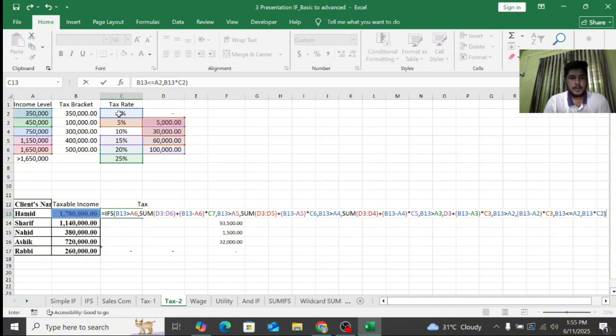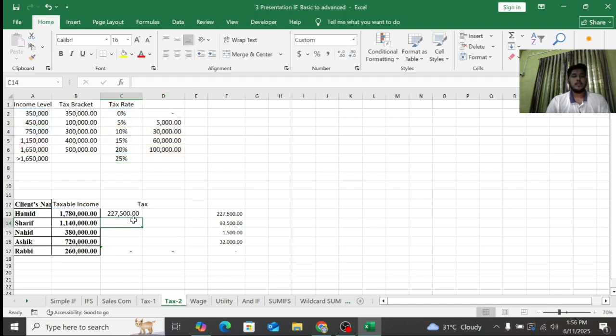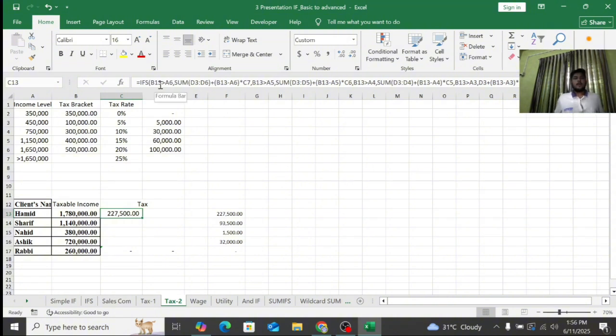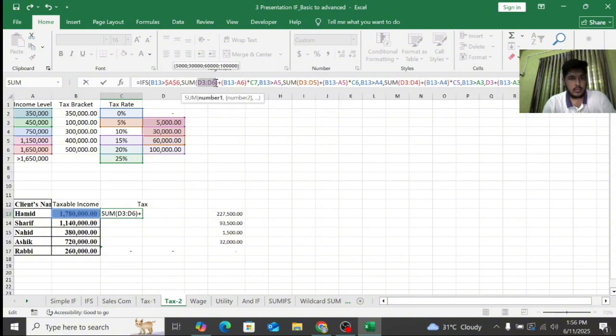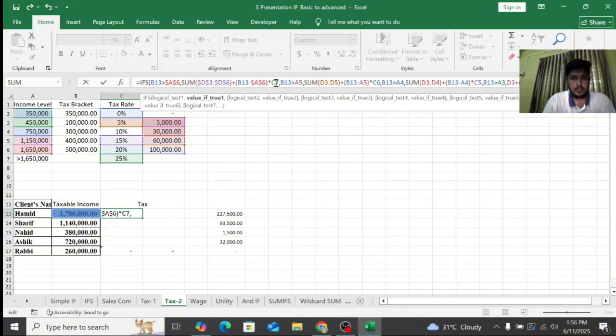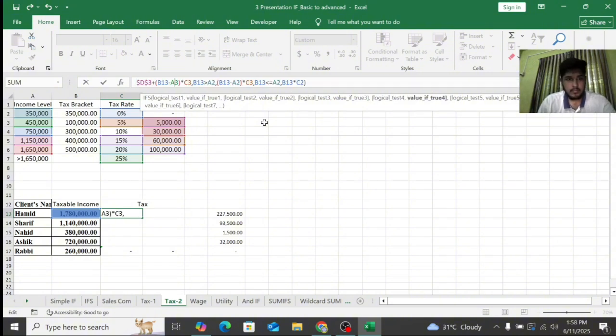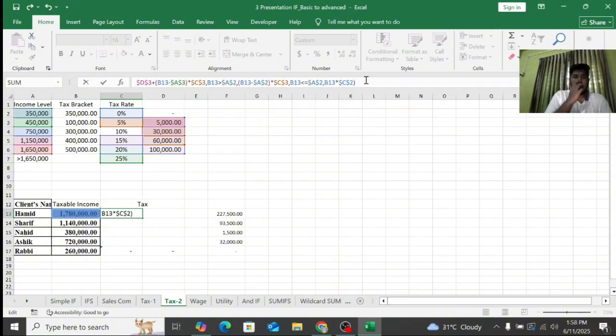So this is our formula. Now we get 2,50,000, 2,27,500, and if we make constant some of these which are to be made constant, we have made all our inputs that need to be fixed.